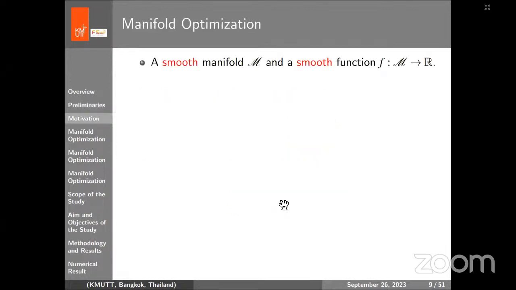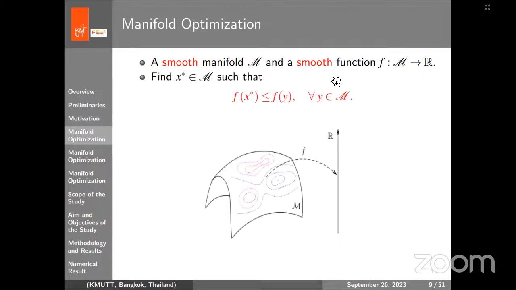Now, our main target is to solve on a smooth manifold. That is, our search space is a smooth manifold. When we say smooth manifold, we mean a differentiable curvy hypersurface, whose mathematical definition relies on the concepts of topological space, charts, and homeomorphisms, which we are going to look at in the course of this presentation. And we also need the function to be smooth as well. So based on that, our main target here too is to find the minimizer.